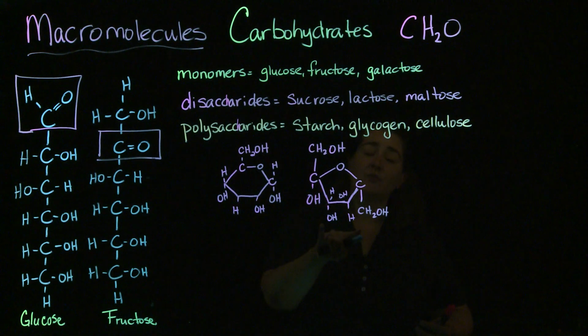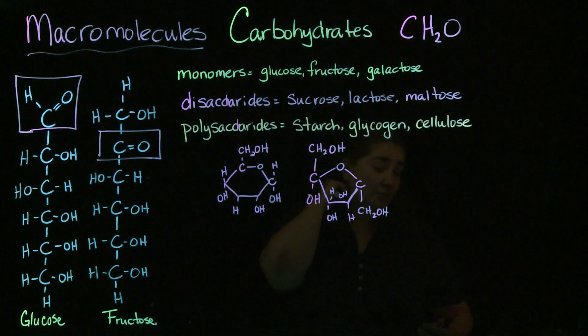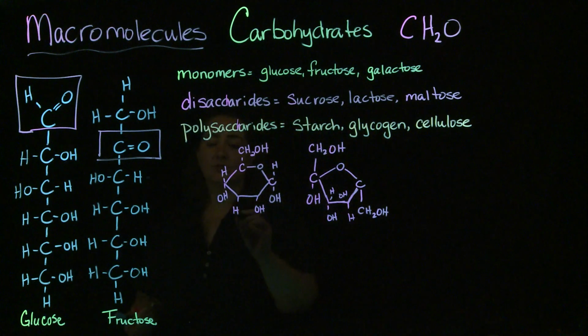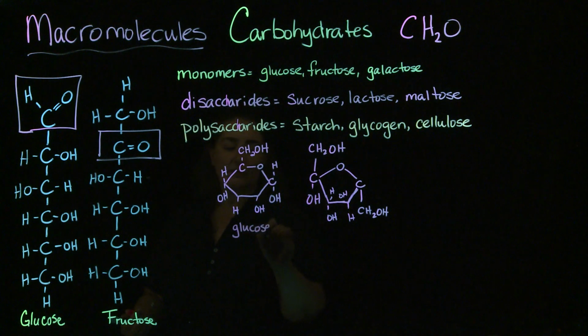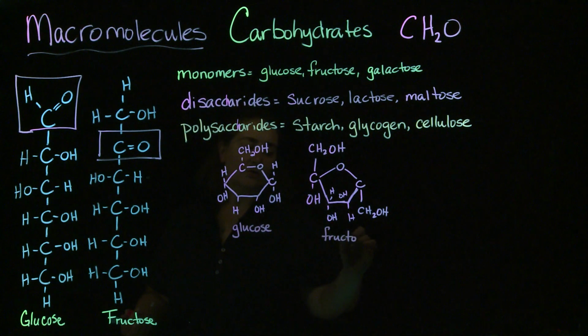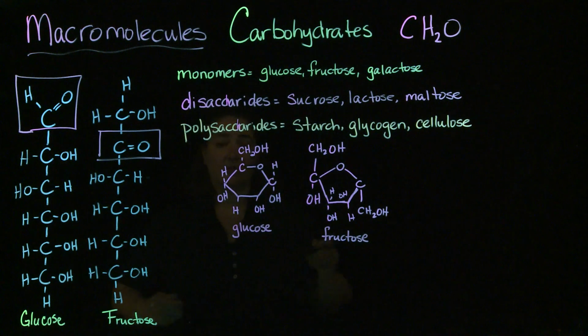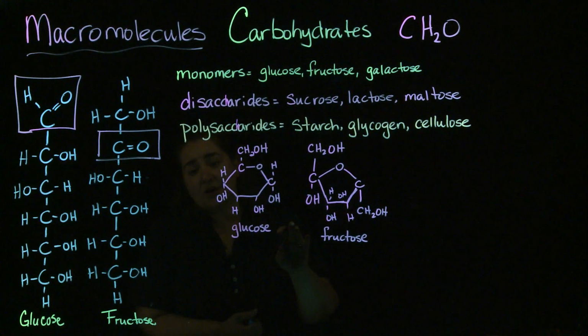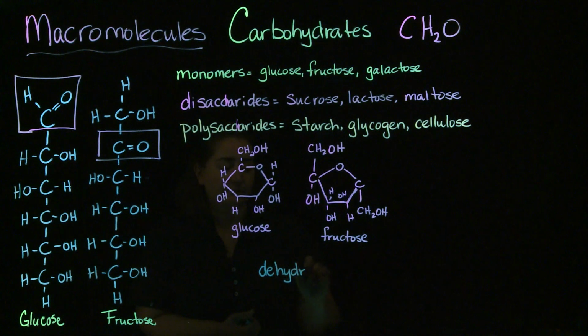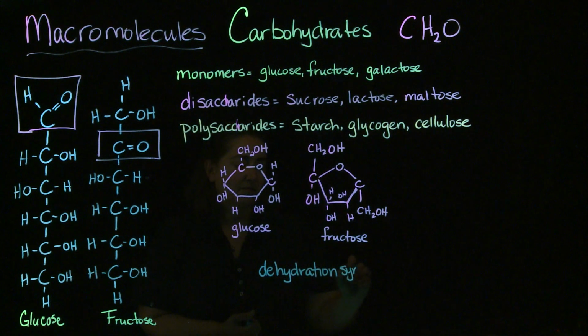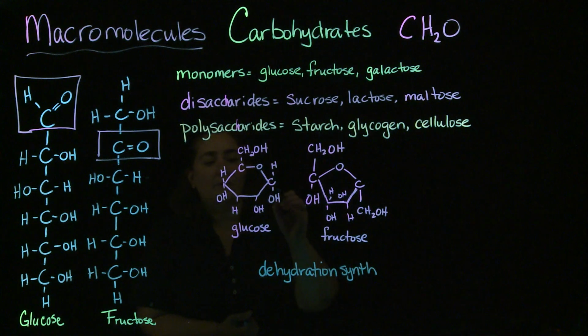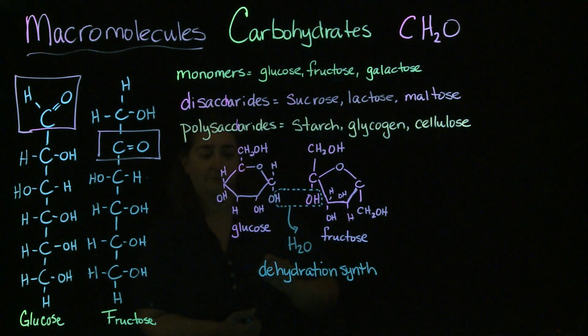You can see when it comes together in a ring structure, we get a slightly different ring structure. This is glucose over here, and this is fructose over here, okay? But what we're going to do to make a disaccharide is the same chemical reaction that I talked about at the very beginning, dehydration synthesis. So a hydrogen and a hydroxyl group combine. That's going to give us our water, okay?